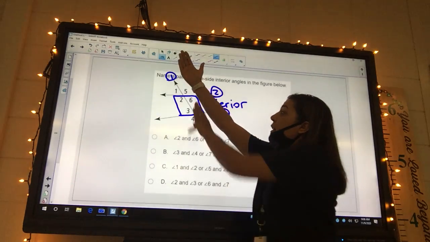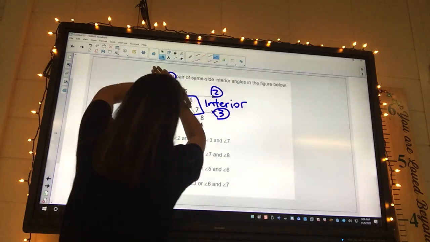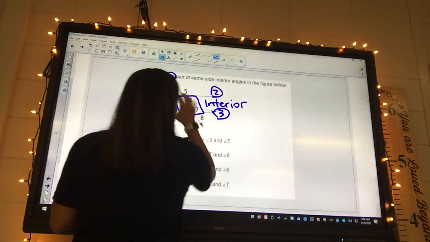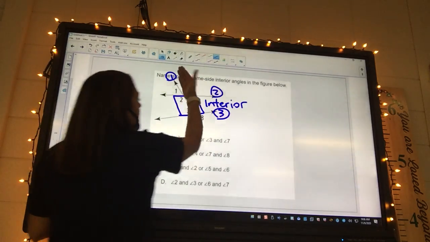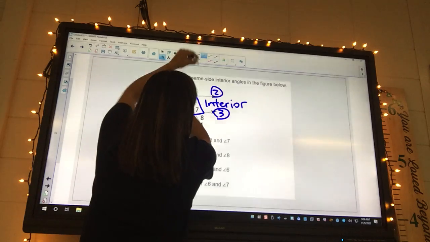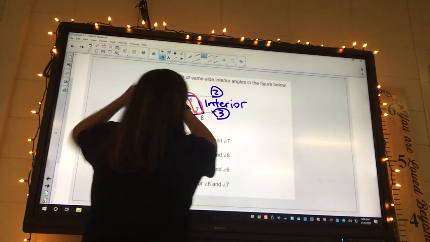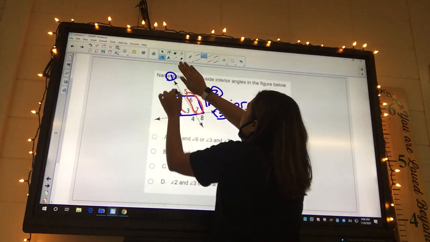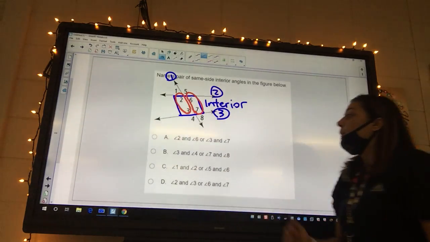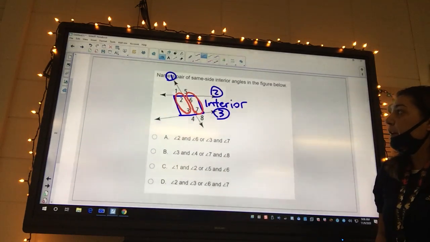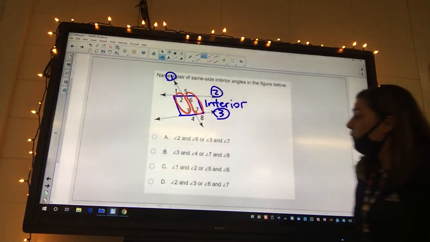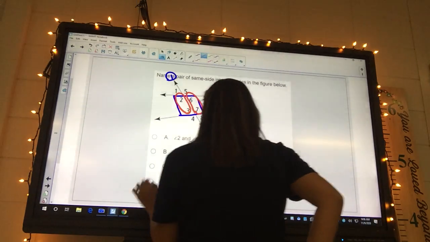So we have this side of the transversal, and we have this side of the transversal. So we already know that these ones are interior. Okay, so same side interior means these ones lie on the same side of that transversal line, and then these ones lie on the same side of that transversal line. Okay, so what answer choice is that going to be? D. D? Okay.